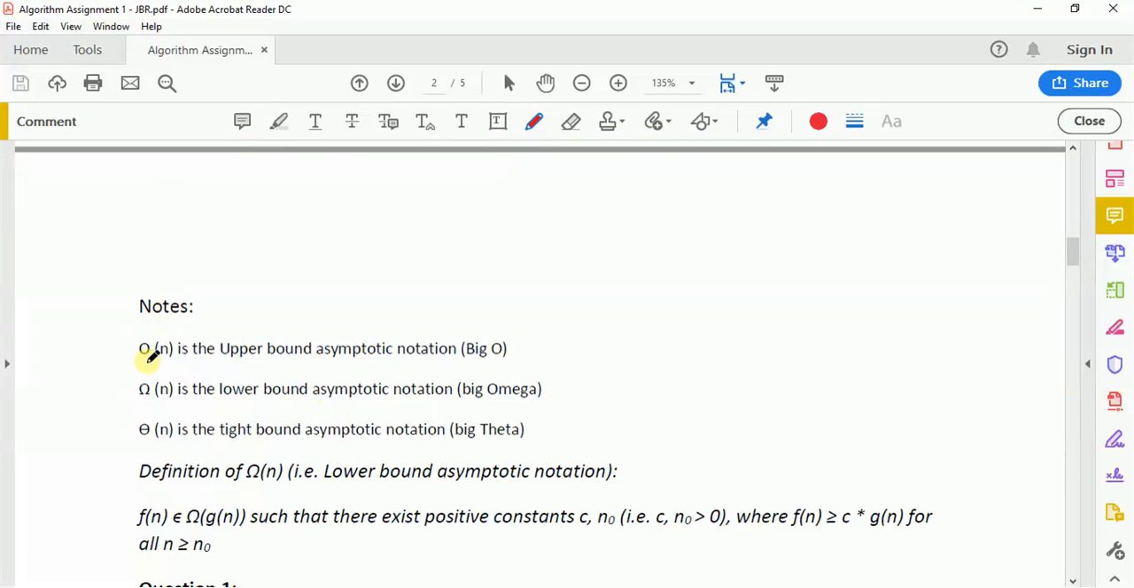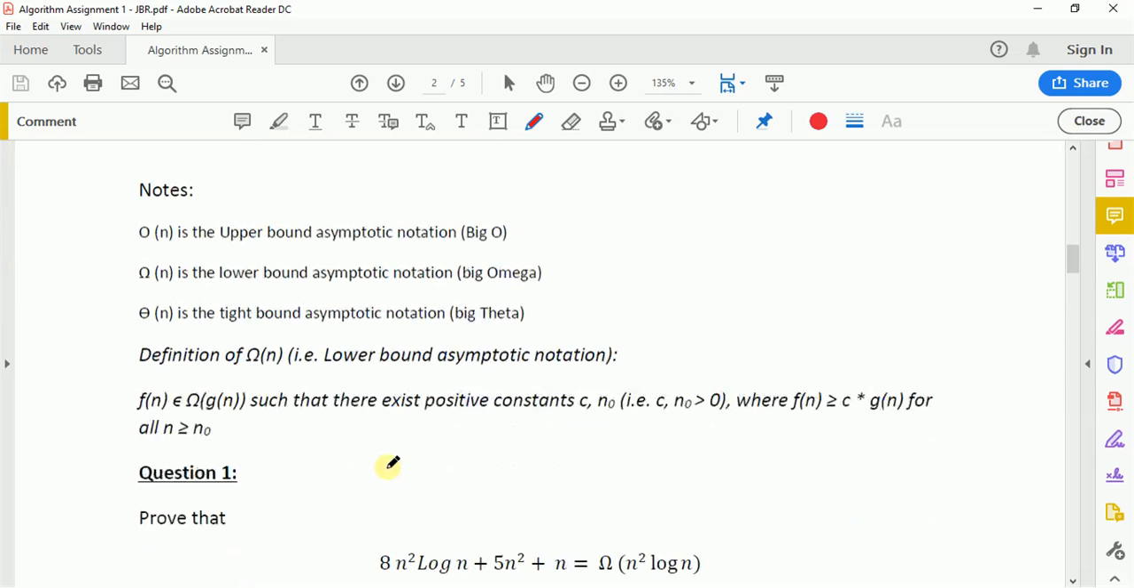Now, big O is the upper bound asymptotic notation. Big omega is the lower bound asymptotic notation, sorry, known as big omega. This is the tight bound asymptotic notation, big theta. Now the definition of big omega, because this task is focused on big omega.